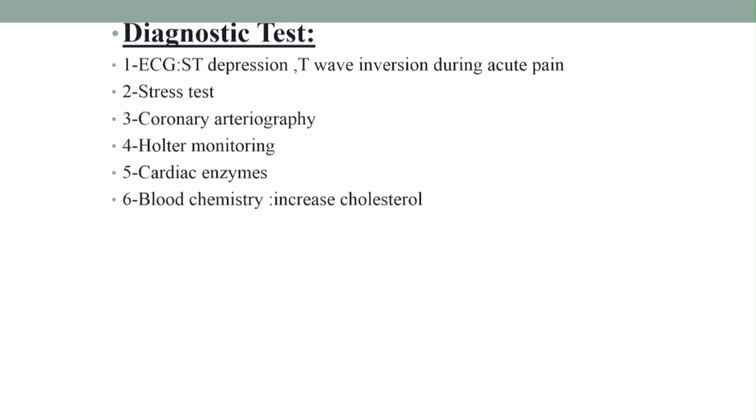How can you diagnose these cases during nursing? Starting with electrocardiography (ECG), some changes happen in the ECG: ST depression and T-wave inversion during acute pain. Second, the stress test, very important, which means a treadmill test. Also, coronary arteriography, another term for which is cardiac catheterization.